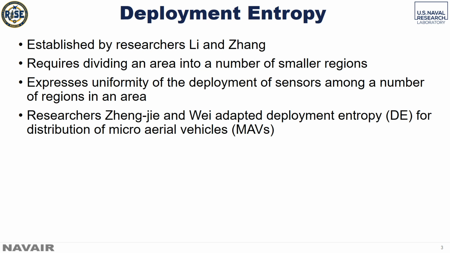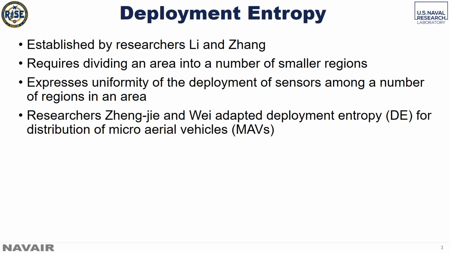Deployment entropy is a measure established by researchers Li and Zhang at the University of Electronic Science and Technology of China that expresses the uniformity of the deployment among a number of regions in an area. This requires you to divide your area into a number of these smaller regions to express that uniformity.